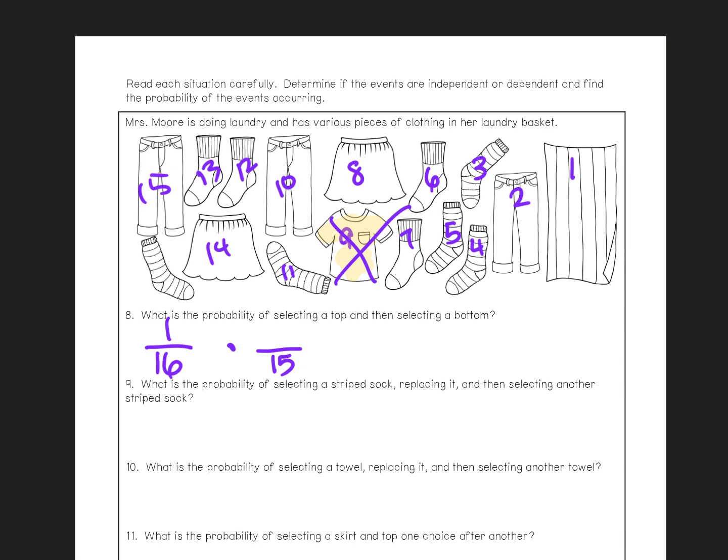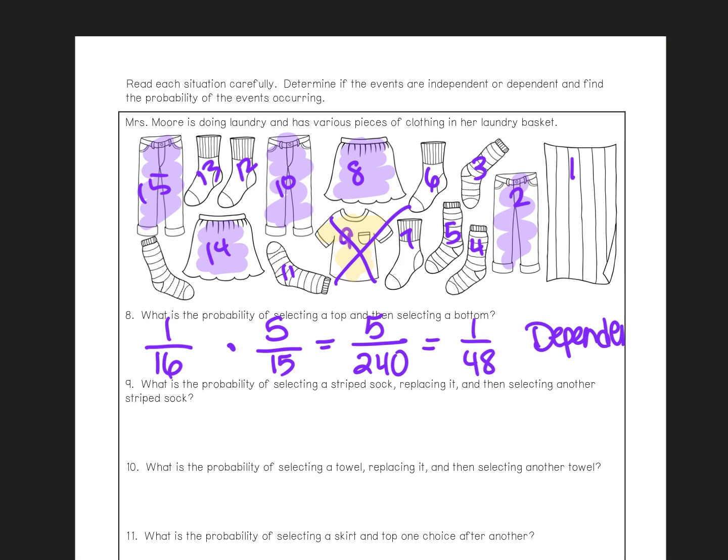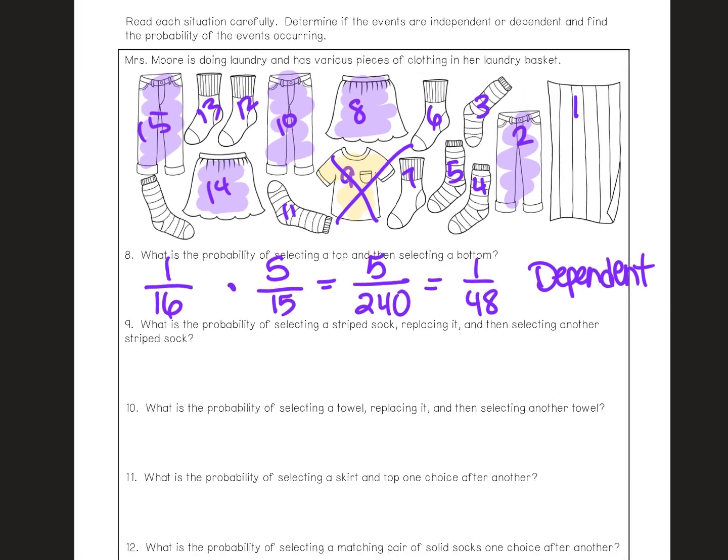What about picking a bottom out of that group? Well, let's see. How many bottoms? There's the pants, there's a skirt, there's a pant, there's a skirt, there's a pant. Let's see, 1, 2, 3, 4, 5 possibilities. Okay, that's 5 over 240, which is 1 over 48. Were those dependent or independent? Well, they're dependent because remember our population went down. The possible outcomes decreased by 1 after the first item was pulled out.